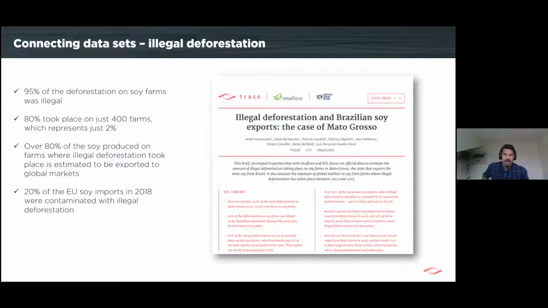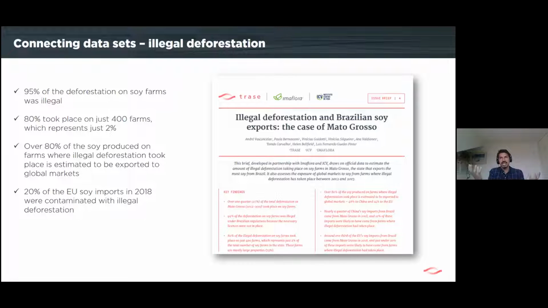I also wanted to bring another example of how we can connect. Because we map the supply chains from the producing localities to the consumer markets, it's kind of a bridge that we can link with much other information on the ground to start assessing impacts. We did this exercise last year and connected the soy supply chain, the exports from Brazil, with analysis of deforestation for soy, and checked whether it was legal or illegal at a farm level. We saw that 95% of the deforestation on soy farms in Brazil was illegal. And 80% of that illegal deforestation took place on just 400 farms in the state of Mato Grosso, which represents 2% of all the soy farms in the state.